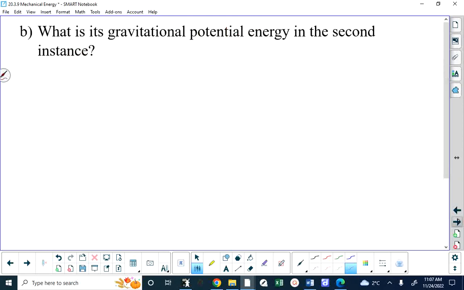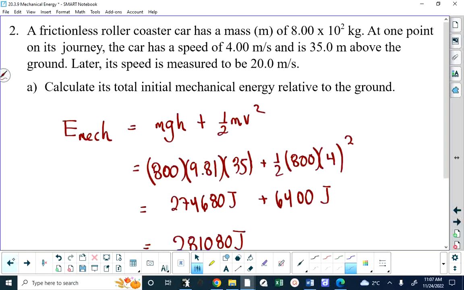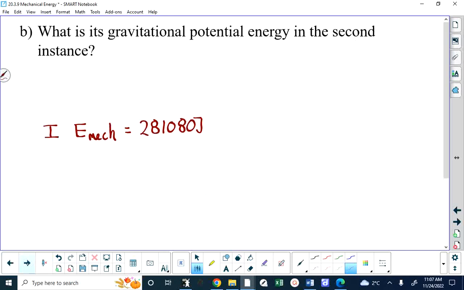What is its gravitational potential energy later on? Okay, so you read that and you go, well, that's mgh, but we don't know the height later on. However, we know that at one point in time, the mechanical energy is 281,080 joules, I think. Yes? And at some other point in time, its mechanical energy is 281,080 joules.